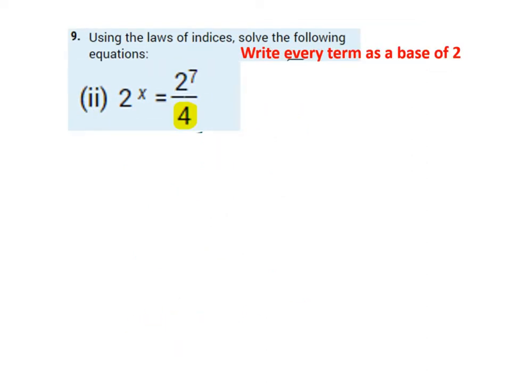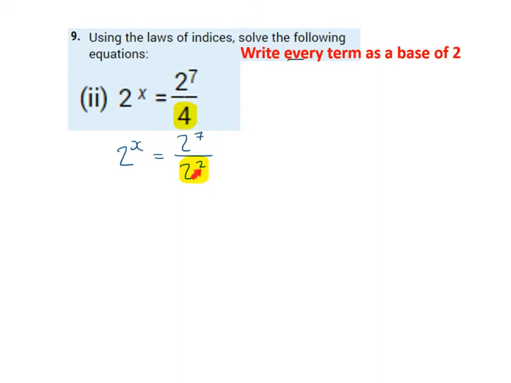Part 2. 2 to the power of x equals 2 to the power of 7 over 4. So we're going to write every term as a base of 2. So the only thing we need to change is the 4. So we're going to rewrite 4 as 2 to the power of 2. So we have 2 to the power of x equals 2 to the power of 7 divided by 2 to the power of 2. So ultimately we want 2 to the power of something on the left of the equal sign and 2 to the power of something on the right of the equal sign.